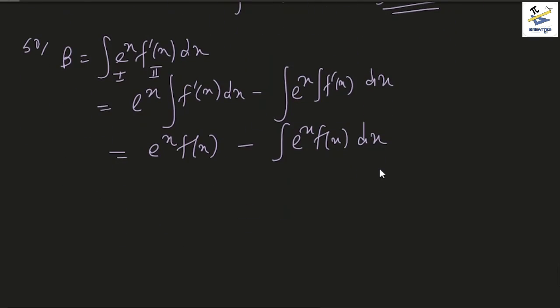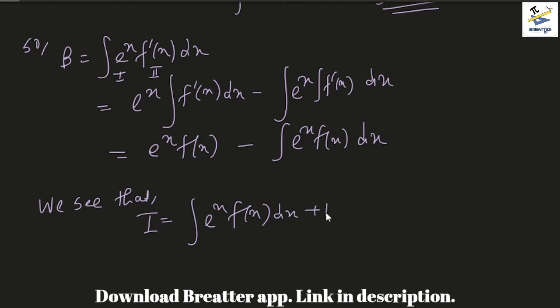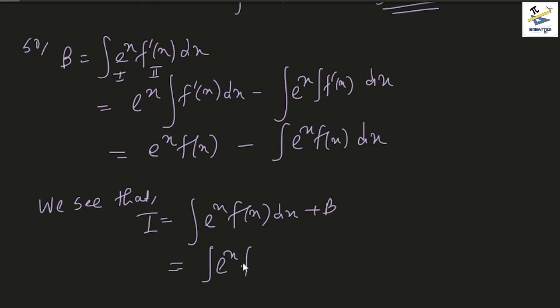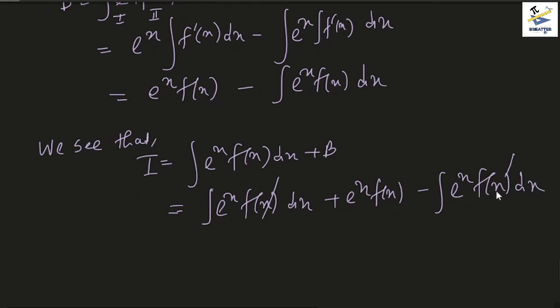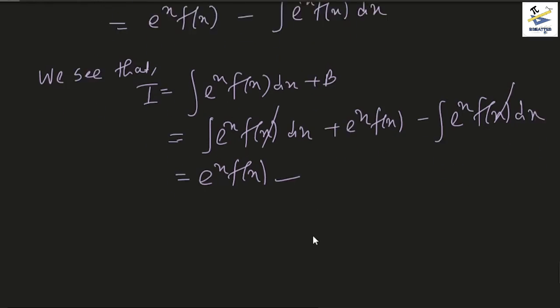So if we put the value of b there, we see that I is equal to the integral of e to the power x f of x dx plus b, where b is our desired integral which we have just evaluated using integration by parts, and which becomes e to the power x into f of x dx plus e to the power x into f of x minus the integral of e to the power x into f of x dx. And as you can see, these two integrals cancel off because they are exactly the same thing. So the answer is just e to the power x into f of x, which is the answer for the integral.